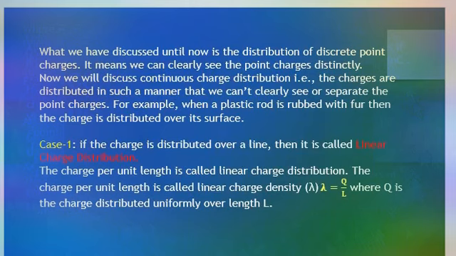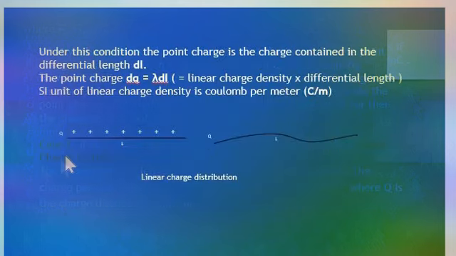Now, continuous charge distribution can be studied under 3 categories. One is linear charge distribution, then surface charge distribution, and then volume charge distribution. Here we have written that if the charge is over a line, the line may be a straight line or a curved line. In that case, linear charge density lambda is equal to Q by L, where L is the length of the line and Q is the total charge. If it is uniformly distributed, you can write lambda equals Q by L.